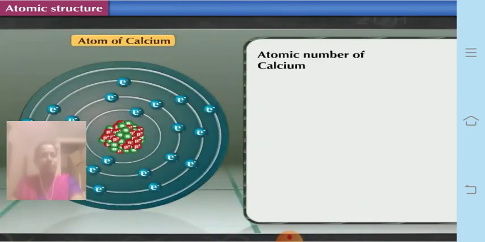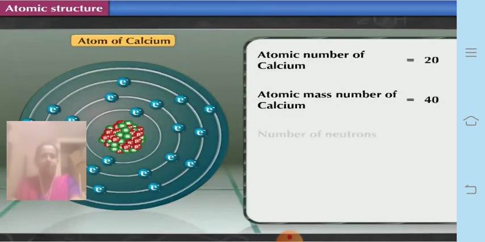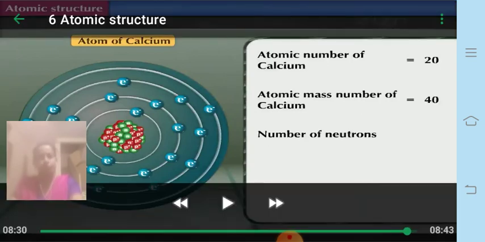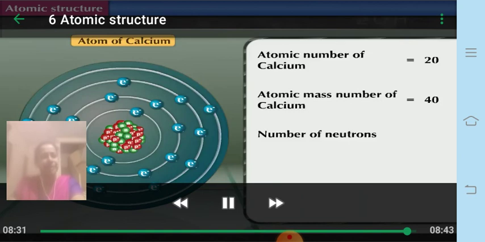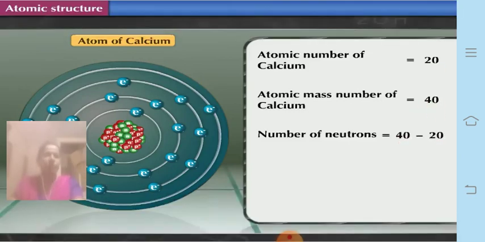An atom of calcium has an atomic number of 20 and an atomic mass number of 40. How many neutrons are present in calcium? It is very simple. The number of neutrons is equal to the atomic mass number of calcium minus the atomic number of calcium, which is 40 minus 20, which is equal to 20. So this is how we can calculate. If any one thing is given, we can easily calculate the atomic number, atomic mass number, number of protons, number of electrons, and number of neutrons by just using the formula.